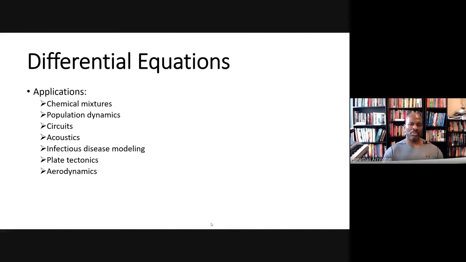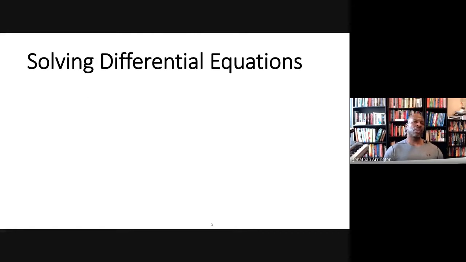So if you're interested in applied mathematics, or just interested in how math is utilized in the real world, differential equations is the cornerstone for that particular insight. The main thing we want to get into today, and really the bulk of our lessons, is going to be solving differential equations.